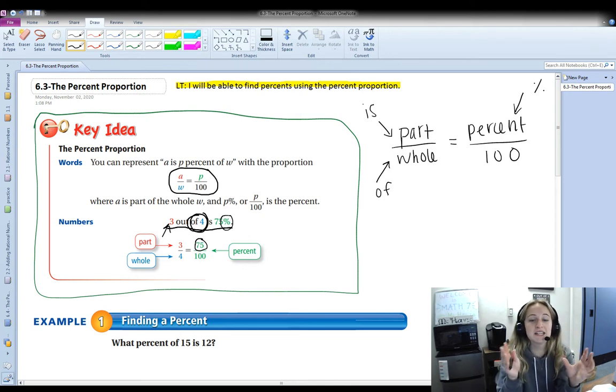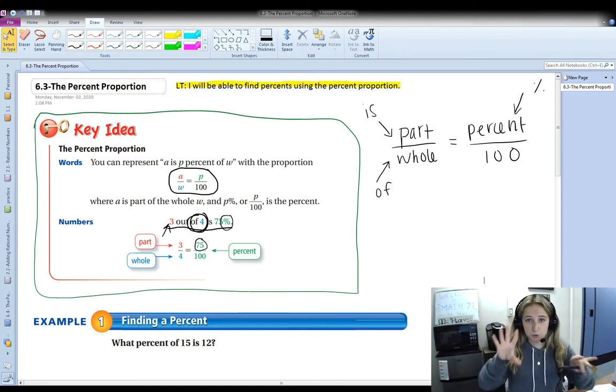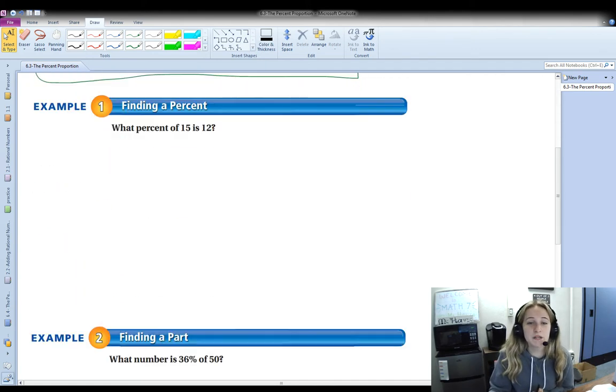That is our percent proportion. And we talked about this in chapter 5 with the test scores. So say you get 15 out of 20 on the test, that equals this much percent. You set it up in a proportion. So we are going to set it up as a proportion, and then we're going to solve for the missing piece. We're going to use our algebra skills to do that. So let's just go ahead and jump into an example.